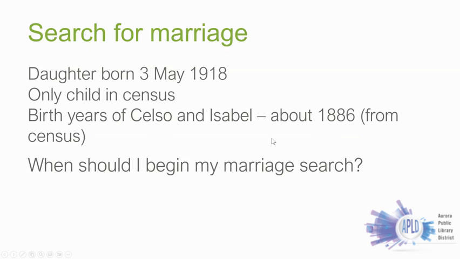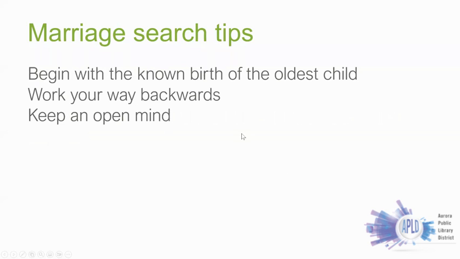So now the question is, when should I begin my search for the marriage, and where should I look? Now, she's born in 1918, so I always recommend that you begin with the known birth of the oldest child. So I would start in 1918. I wouldn't go back 9 months because our ancestors were human and she might have been on the way when they were married. As long as they were married by the time she was born, she was still considered legitimate. So start with 1918 in May and work your way backwards.